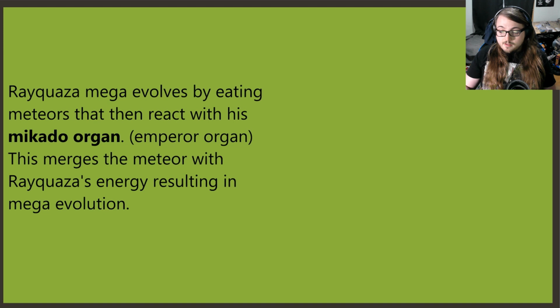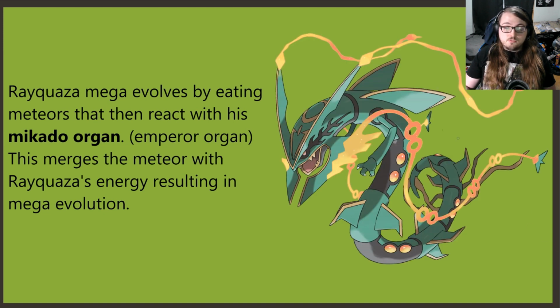What's the next one? Right, so let's get into some connections. Where did Mega Evolution originate? Well, legends say it originated with Rayquaza, where Rayquaza Mega Evolves by eating meteors that then react with his Mikado organ, or Emperor organ. Mikado literally means emperor in Japanese, and this merges the meteor with Rayquaza's energy, resulting in Mega Evolution. So this is how Rayquaza can Mega Evolve without a keystone, because his Mikado organ acts as a keystone. Normally you need a keystone, which is a human and a Pokemon holding a Mega Stone, and that's how you get Mega Evolution.